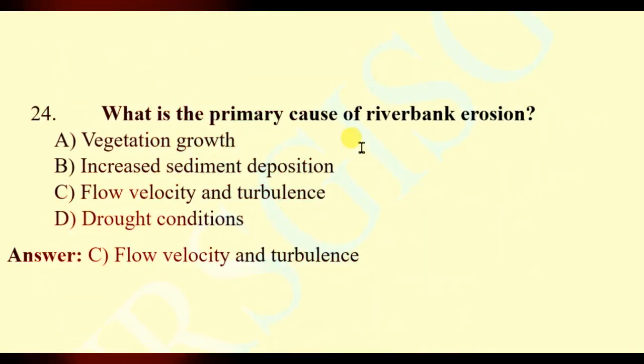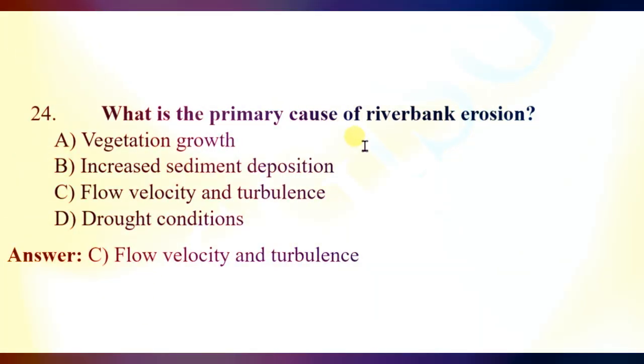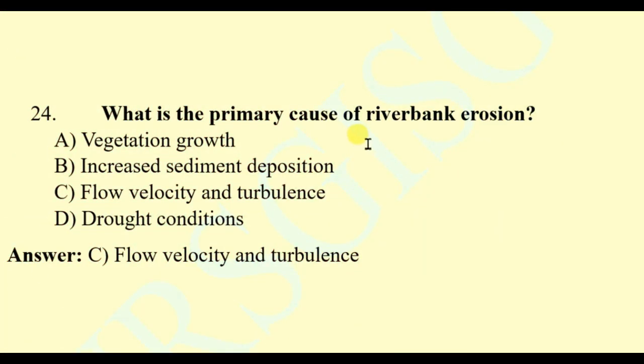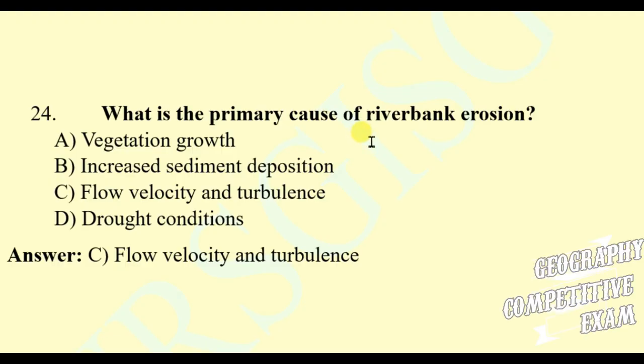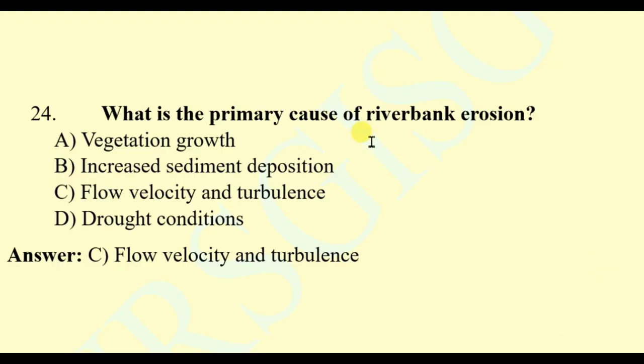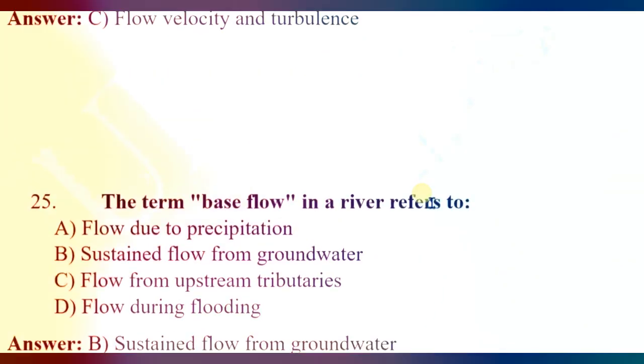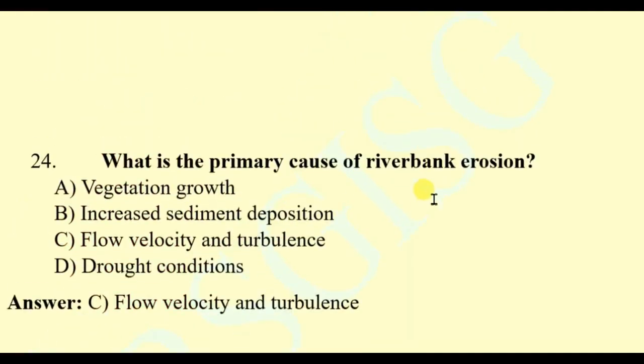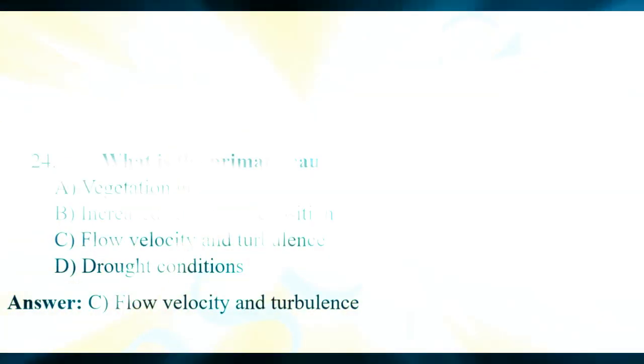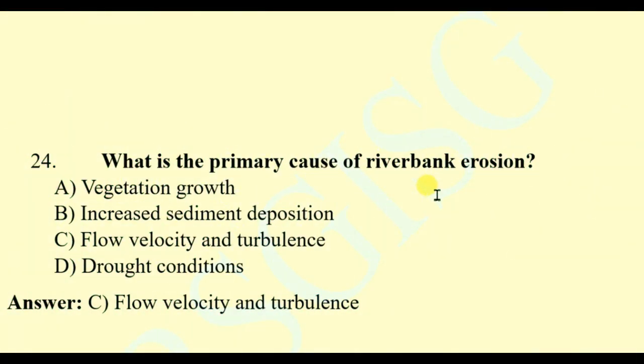Question 24. What is the primary cause of river bank erosion? Vegetation growth, increased sediment deposition, flow velocity and turbulence, drought conditions. Here the right answer will be flow velocity and turbulence. This will be one reason, but there are several reasons, and in case of different rivers, the most important factors are different.